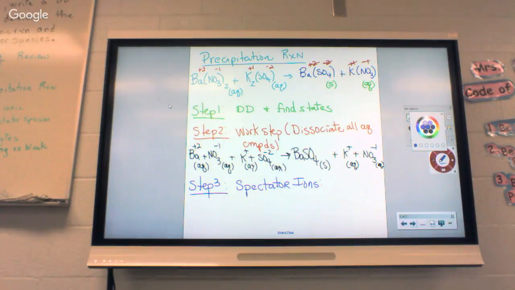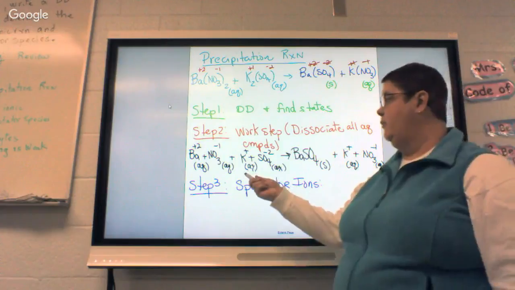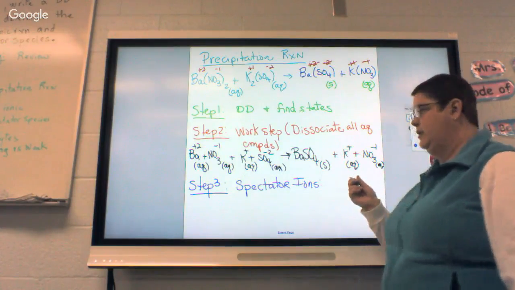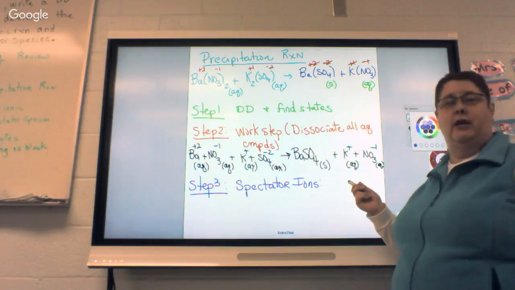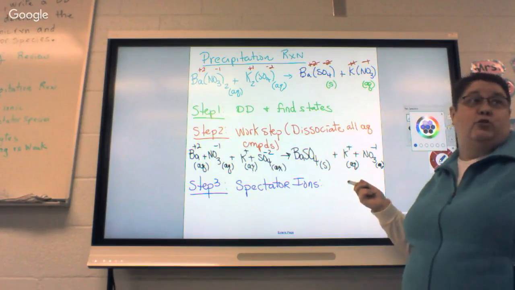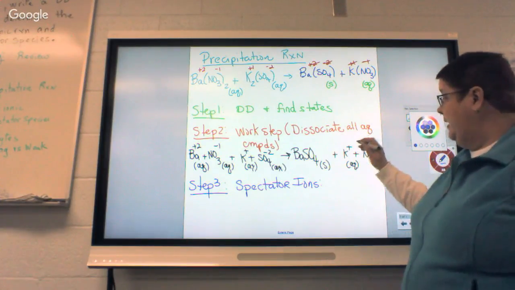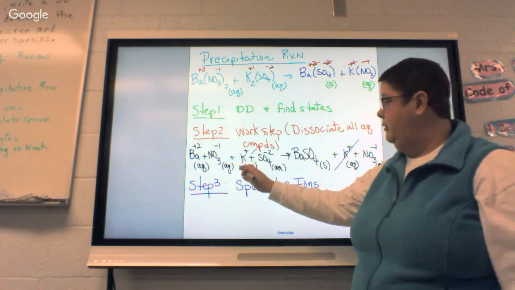So, look up there in our reaction, in our work step. Who has the exact same ion, the exact same state, on both sides? Potassium. It's a spectator ion. It didn't make anything. It started out as an aqueous ion. It finished as an aqueous ion. That means it was dissolved in water on both sides. It didn't do anything. It didn't make anything. It's a spectator. It cancels out.